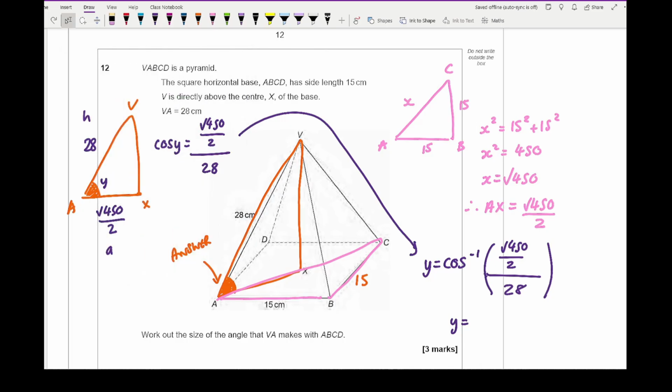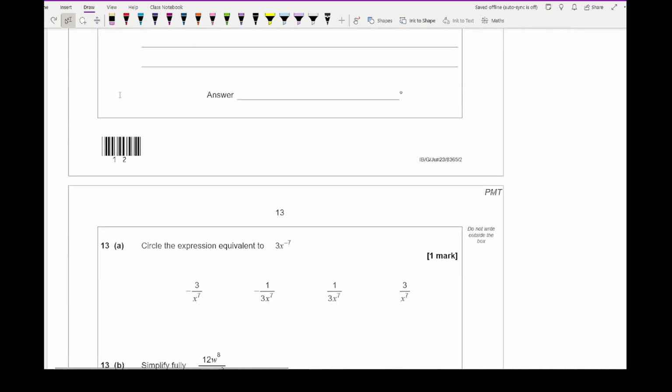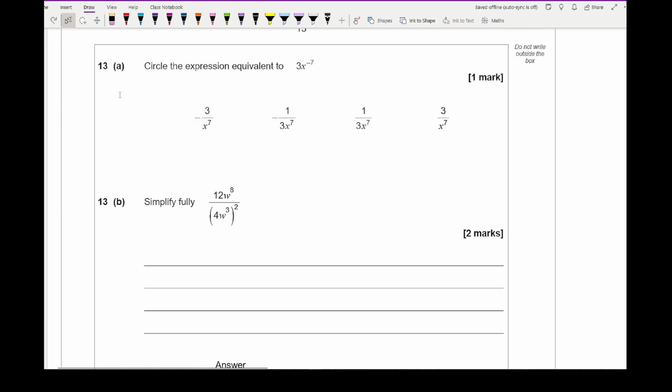67.74 degrees, and that's to 2 decimal places. Now depending on your rounding, they would accept any answer between 66.9 degrees to 68.4 degrees. So as long as your answer is between that range and you've used the correct method, then that would be absolutely fine.